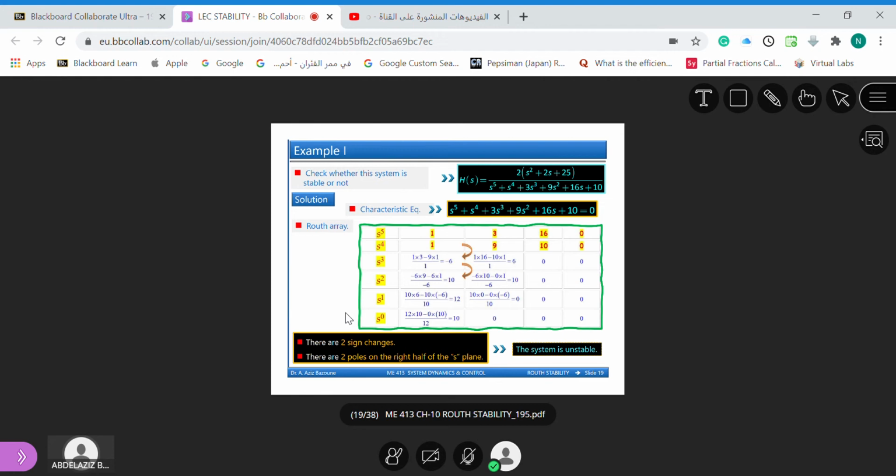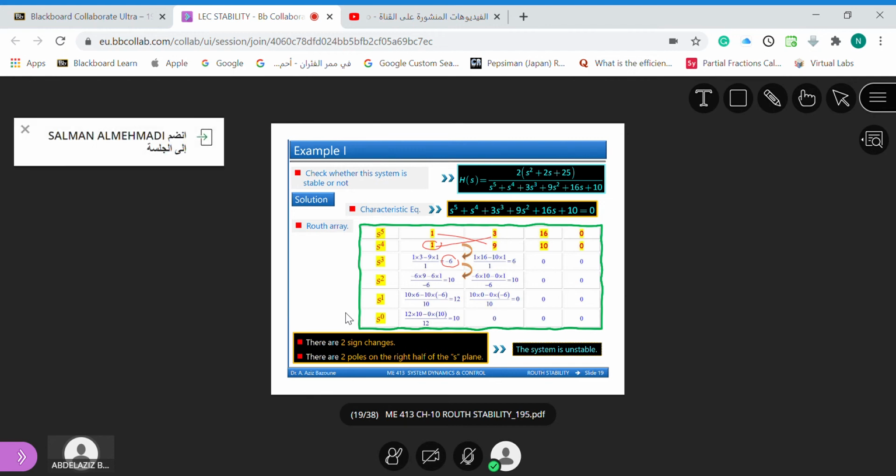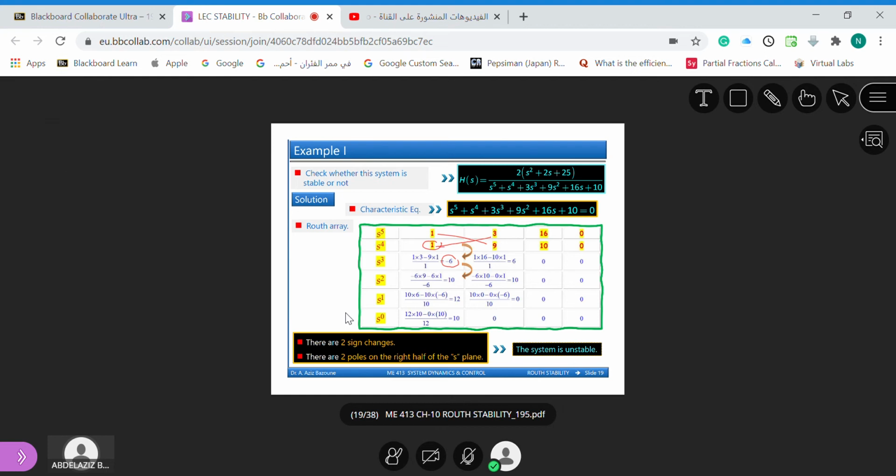How to find this guy? 1 times 3 minus 1 times 9 divided by 1. This will be here. 1 times 3 minus 9 times 1 divided by 1 will be minus 6. Now, how to find this? It is 1 multiplied by 16 minus 1 times 10 divided by 1. We found 6. Now here, 1 multiplied by 0 minus 1 multiplied by 0 over 1 will be 0. We found this one. This one we finished.